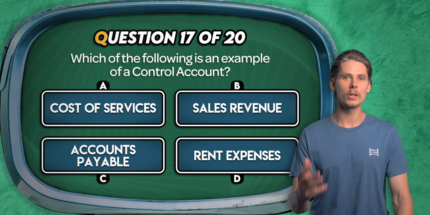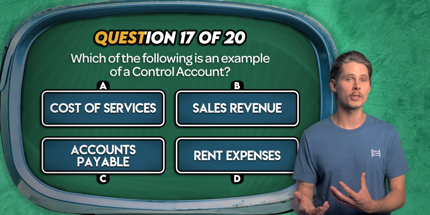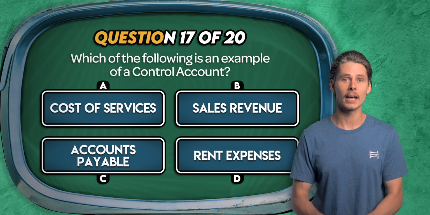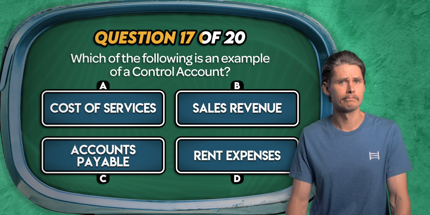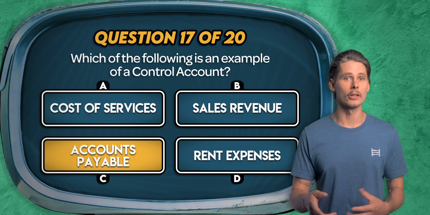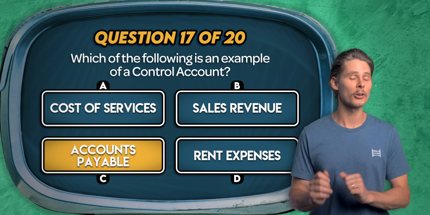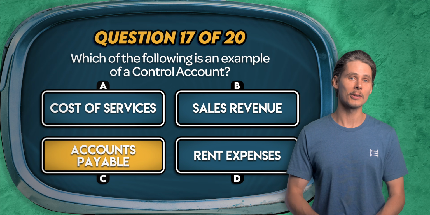Question 17. Which of the following is an example of a control account? Is it cost of services, sales revenue, accounts payable, or rent expenses? The answer is C. A control account summarizes the total balance of a group of related, detailed accounts in a subledger. Accounts payable summarizes supplier balances.